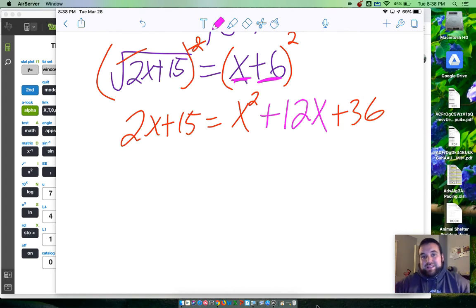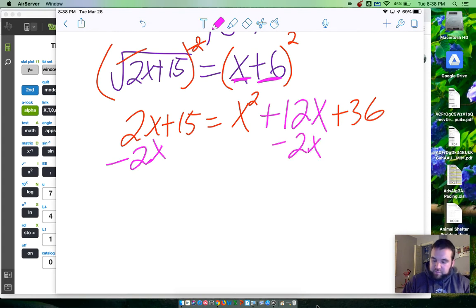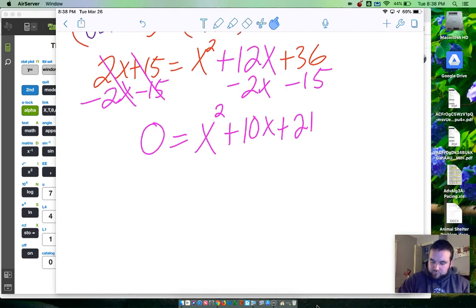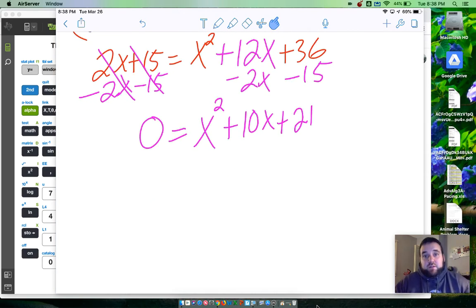Now my equation has x to the second power in it, which means I have to get one side equal to 0. So I'm going to move the 2x from the left to the right, and I'm going to subtract the 15 from the left and also from the right. By doing so, those cancel, and I get 0 equals x squared plus 10x plus 21. And now I want to factor.